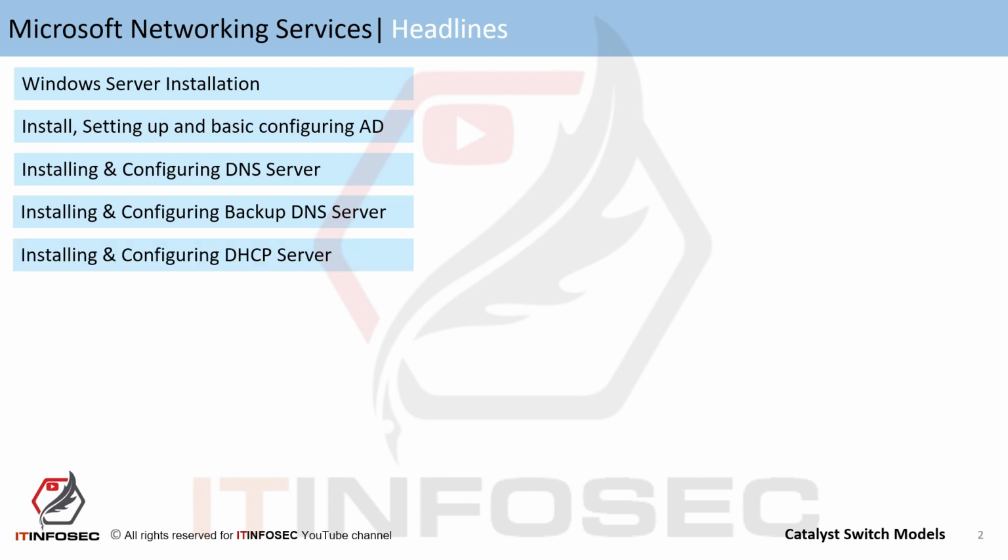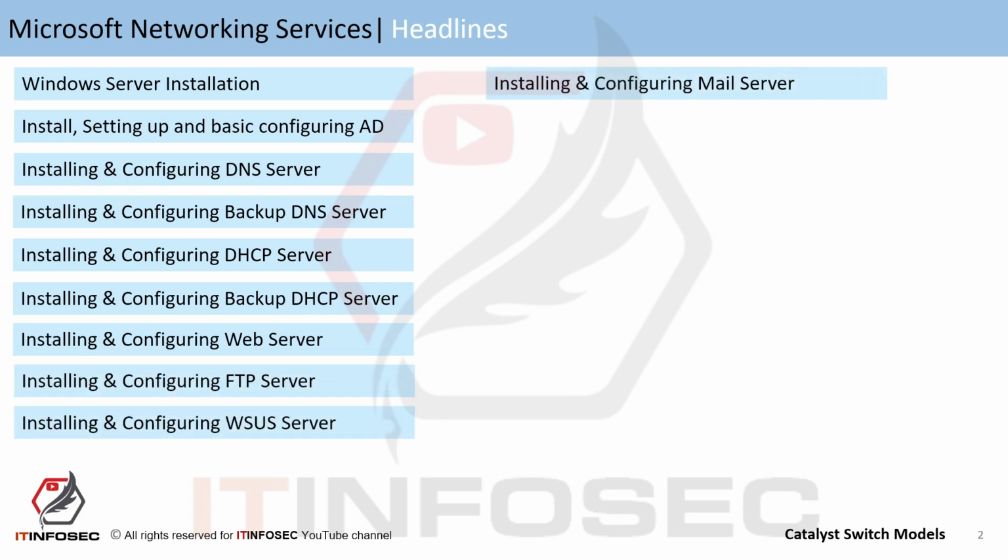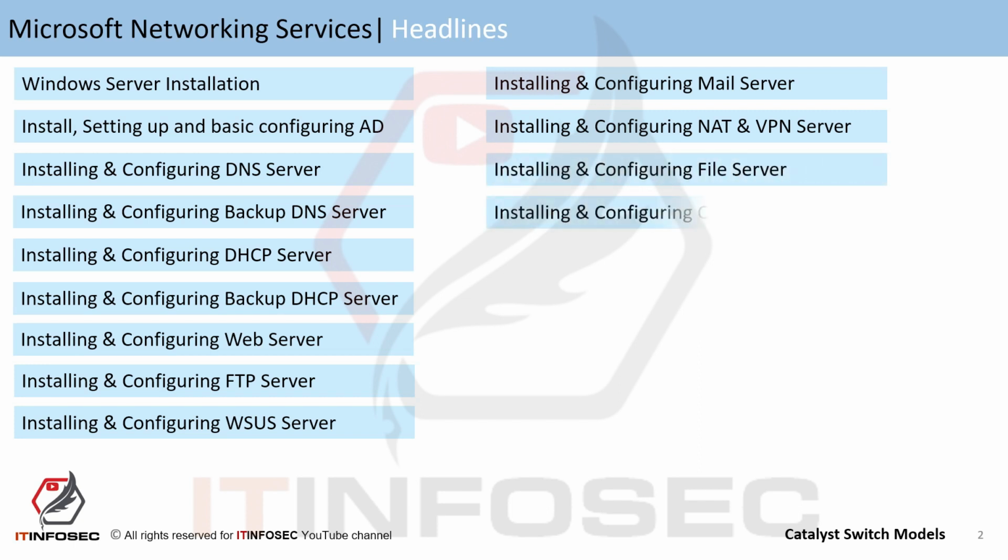Then I will describe and teach you how we can install and configure a DHCP server and its backup server. And we will also consider how we can install the backup Active Directory domain service, or domain controller backup. Then we will talk about installing and configuring a web server, FTP server, WSUS server, mail server, NAT, VPN server, and all remote access servers, and configuring file servers.